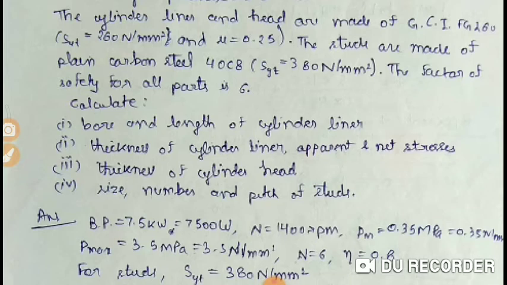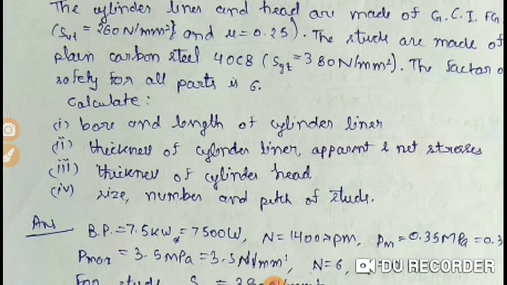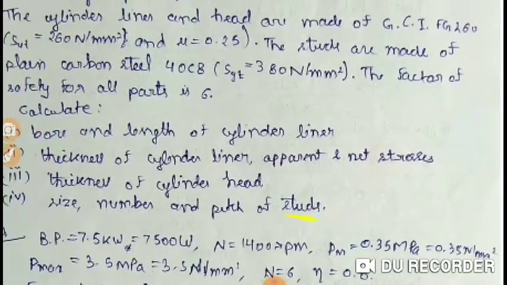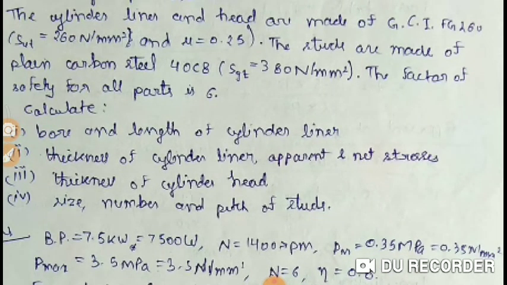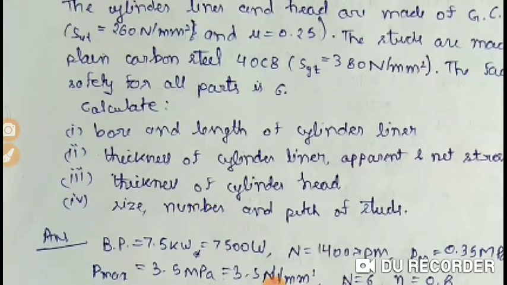So the material is given for the cylinder liner and head, and next mu is also given. Mu means Poisson's ratio, for calculating the net stress. The studs are made of carbon steel with S_yt given, and next the studs' factor of safety is given. Very important for calculating the permissible values. We know that factor of safety is very important, so here the factor of safety is 6.